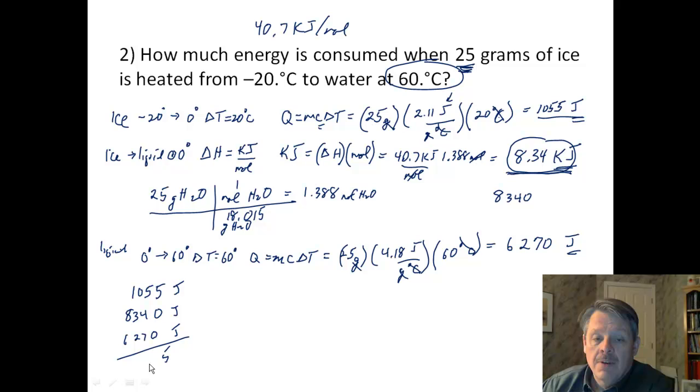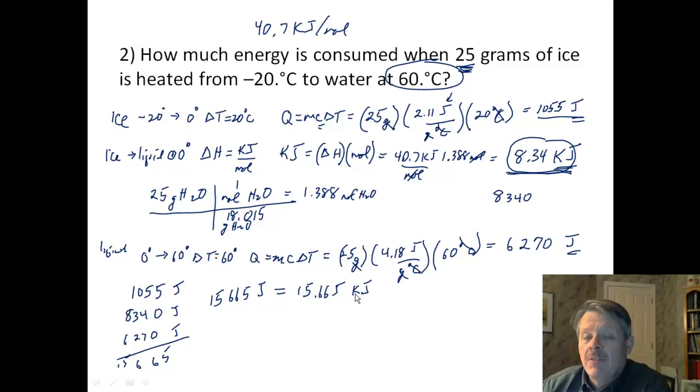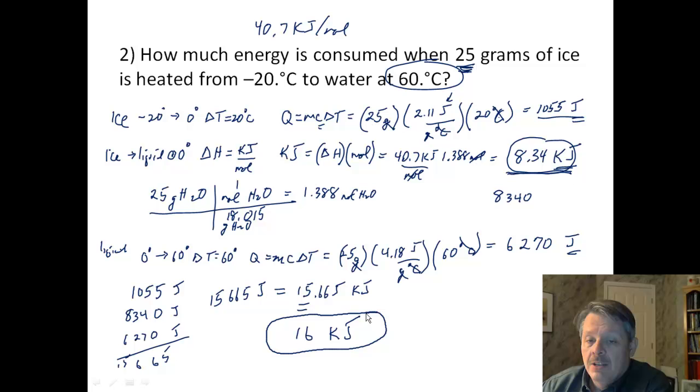And I get 5, and I get 6, and I get 6, and I get, let's see, 8 and 6, 15, right? So that's 15,665 joules, which translates into 15.665 kilojoules. If I look up at my problem, I only have 2 sig figs, so I'm going to round to that. So it's going to be 16 kilojoules of energy is going to be my final answer.